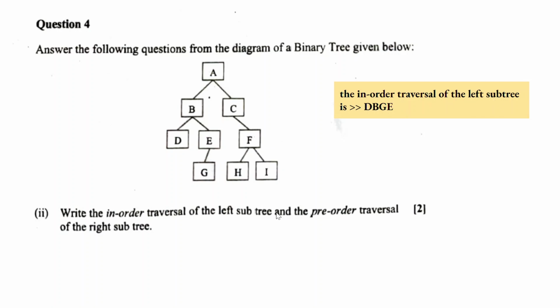Now look at the pre-order traversal of the right subtree. The right subtree is this one, C, F, H, I. To read the binary tree in the pre-order format, the rule says you need to first read the root, then left, then right. So according to this, the pre-order traversal of the right subtree is C, F, H, I.